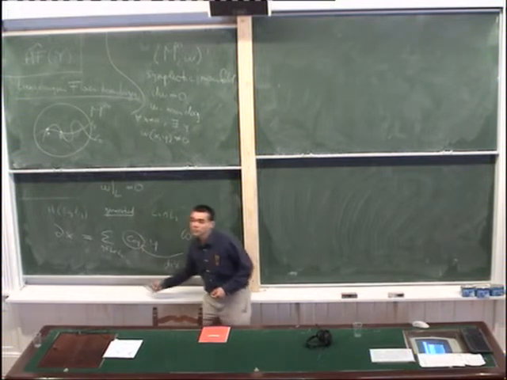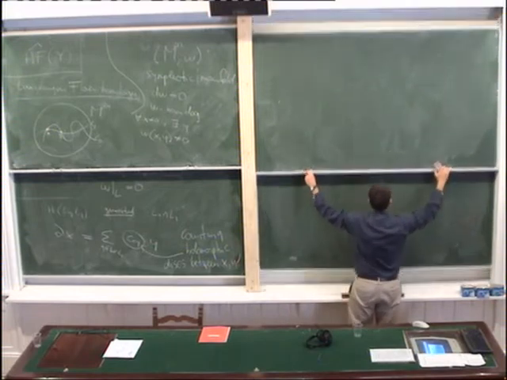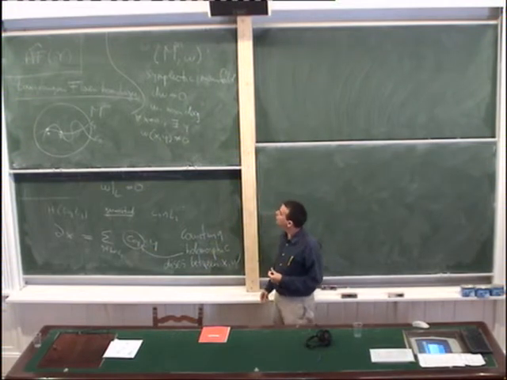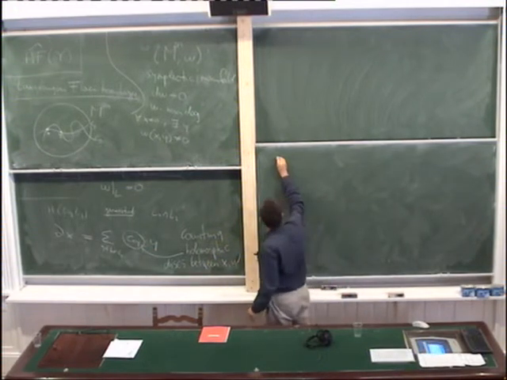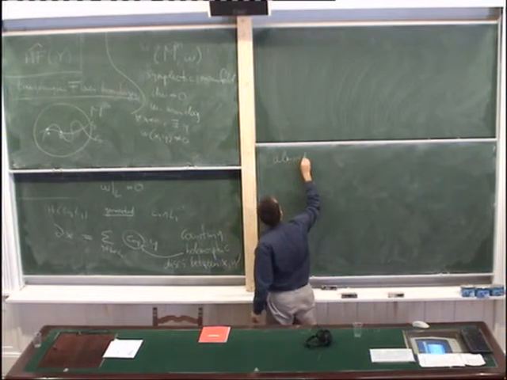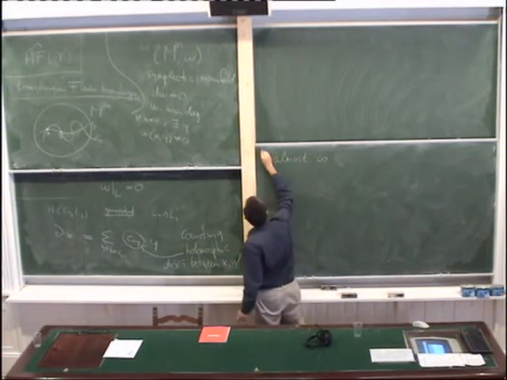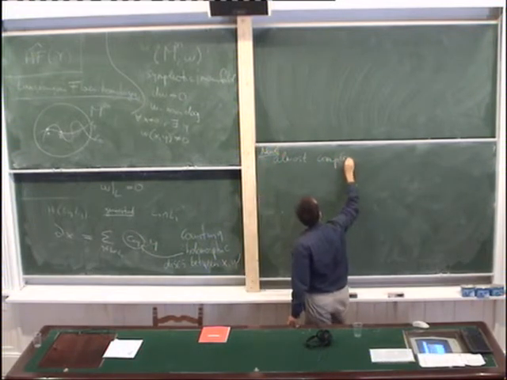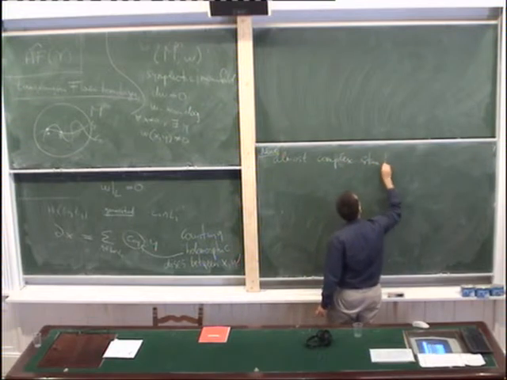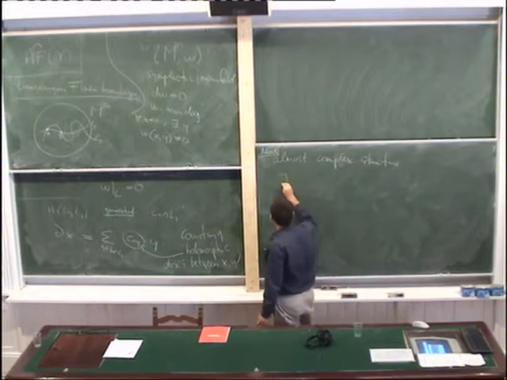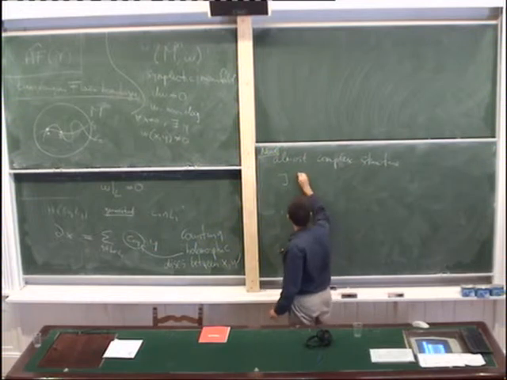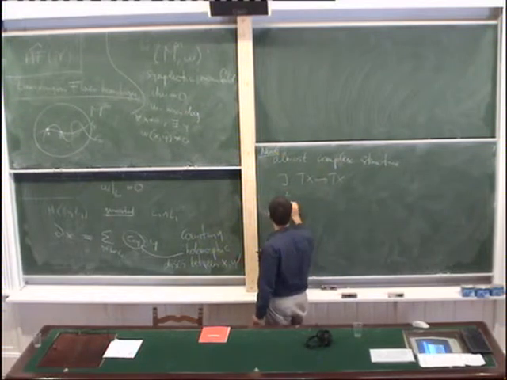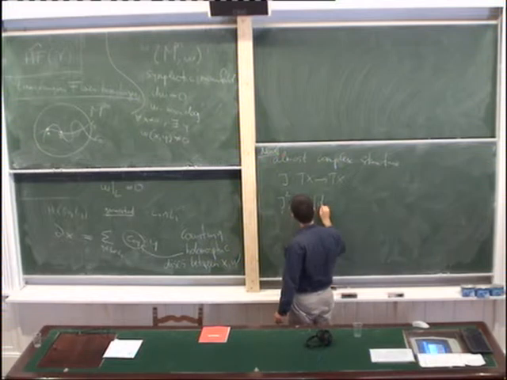In order to really set this up, we need to talk about a holomorphic structure on M. In fact, first we need an almost complex structure. So that would be a map J from the tangent space to itself such that its square is minus the identity.